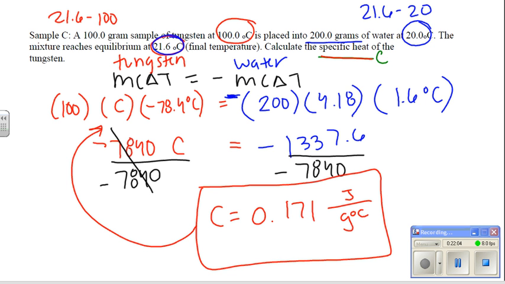Okay, so hopefully this tutorial helped you understand calorimetry questions a little bit better, and you're able to do tonight's homework a little better and tomorrow's lab a little bit better.